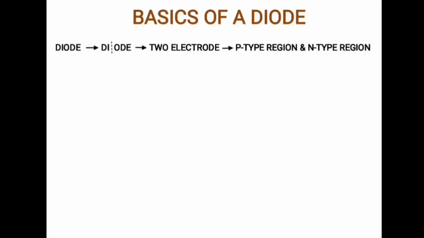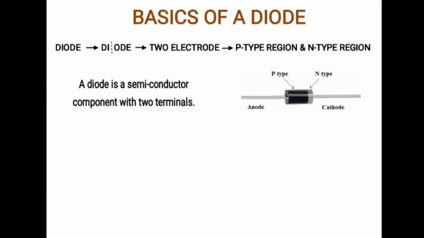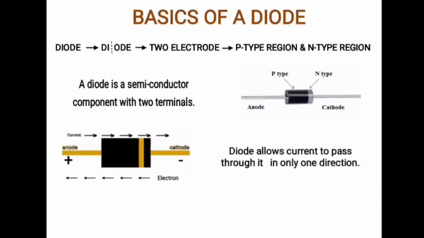The name diode has been derived from di and ode, meaning a device which has two electrodes. These two electrodes are the two regions, p-type region and n-type region. A diode is a semiconductor component, mostly cylindrical in shape, with two terminals. The golden rule about any diode is that it allows current to pass through it in one direction only, that is from anode to cathode, although the electrons flow in the opposite direction, that is from cathode to anode.